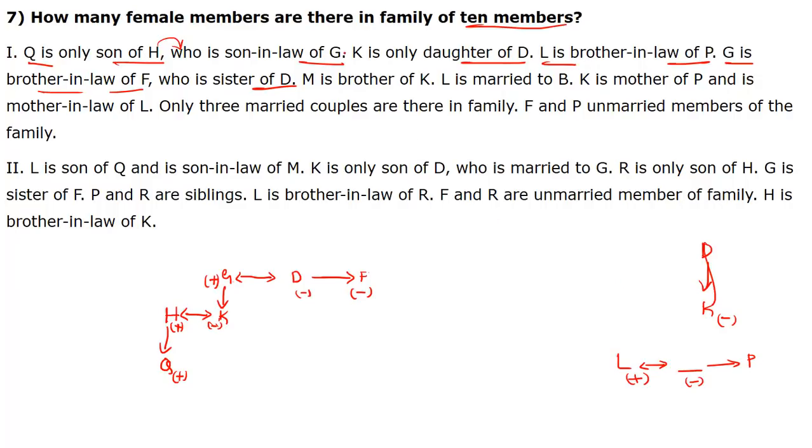Okay. The next one is M is the brother of K. So M would be the brother of K. K's brother has to be M.